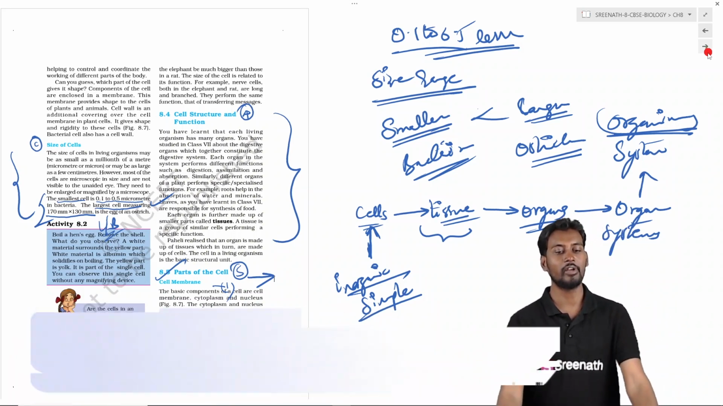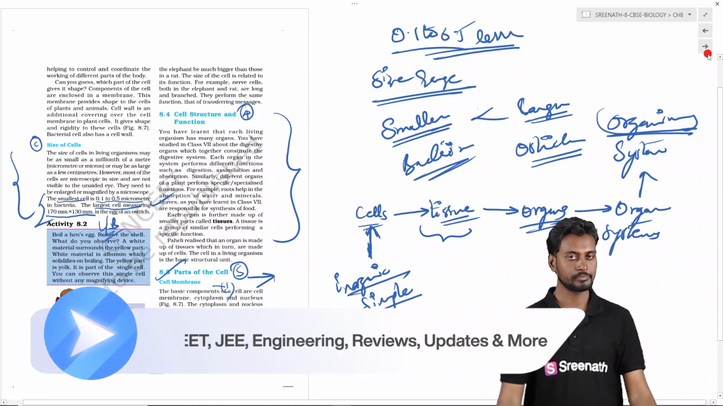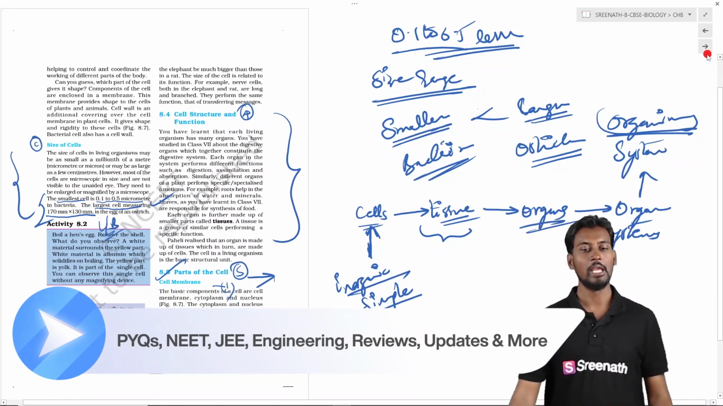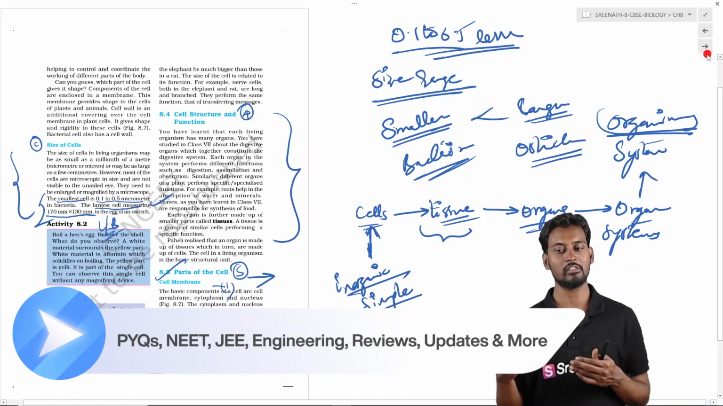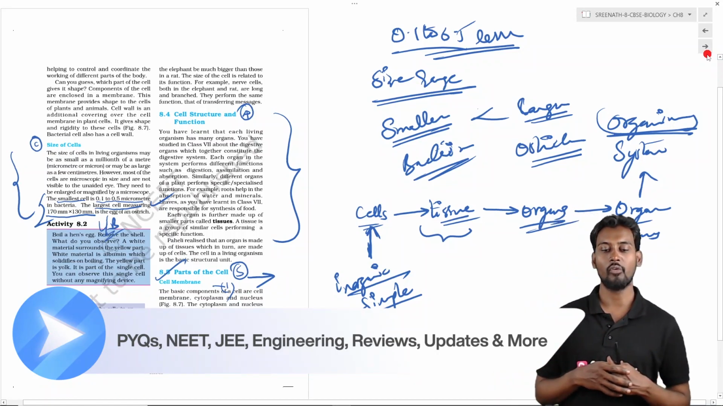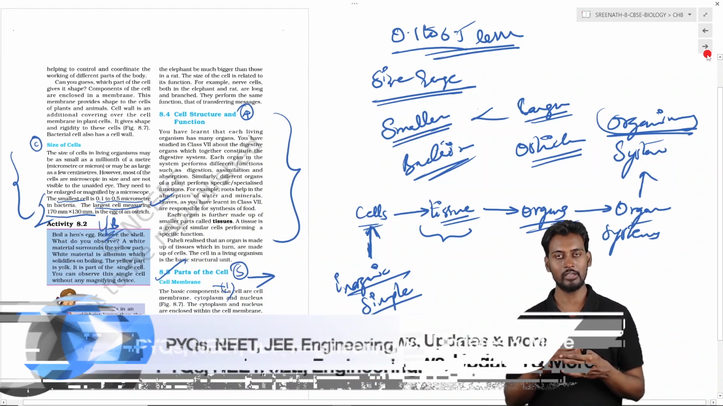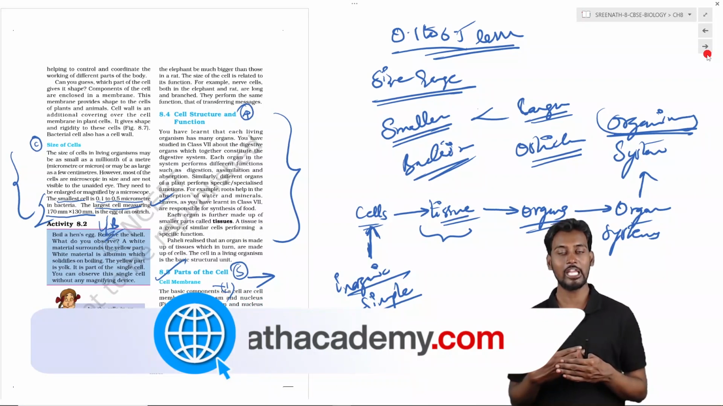And next we will be discussing the cell structure and the function. Basically the cells are the building blocks of the tissue, organs, organ system and the organism. This is the hierarchy of the arrangement of the cells.